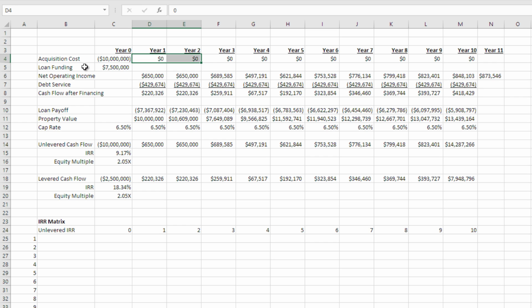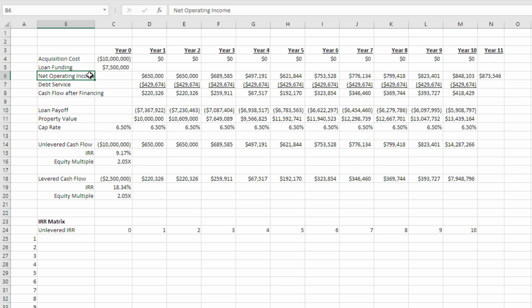Then you have some loan funding. Again, in the case of an acquisition here, that's coming in time zero. So you're spending $10 million, but you're taking out a 75% LTV loan, or $7.5 million, and that's an inflow in your cash flow stream. But if this were development, you would be taking construction draws over some period during your development.